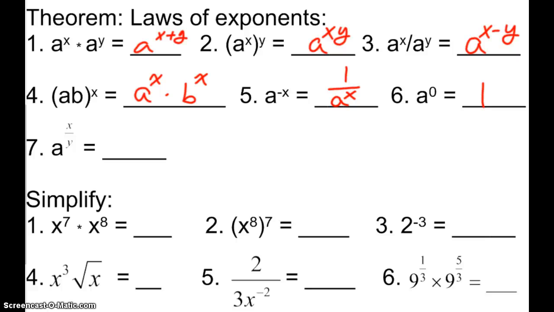And then our last property I want to talk about, which we just mentioned a little bit with the square root of 2, is fractional exponents. So a to the x over y power is the same as raising a to the x power and then taking the yth root of it.